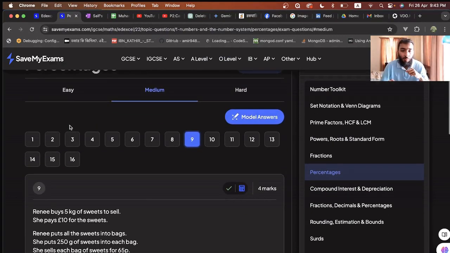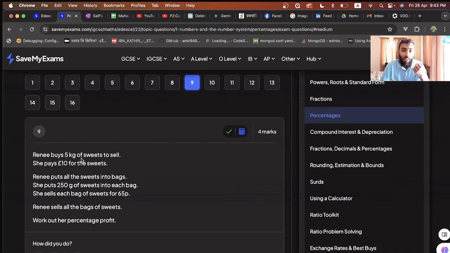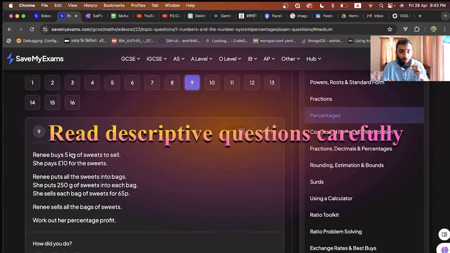So we focus on problem number 9. It says Rene buys 5 kgs of sweets to sell. She pays 10 pounds for each kilogram of sweets. Now Rene puts all the sweets into different bags. She puts 250 grams of sweets into each bag. So 250 grams of the 5 kg is put in one bag, another 250 grams is put into another bag, and this is how it's distributed.